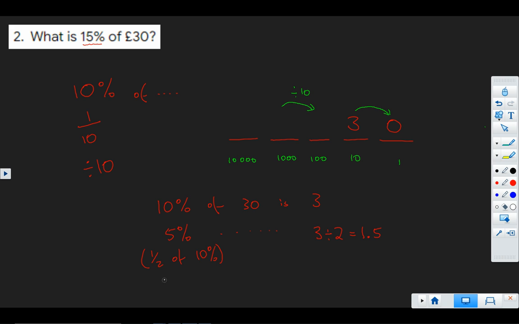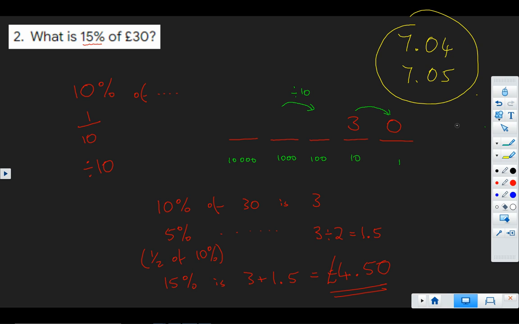So our 15% is 3 plus 1.5, which is 4.5. Oh, we're in money, pound sign, write it properly, £4.50. And the nuggets to go and practice there with our 10% and our 5%, 7.04, 7.05. Really important GCSE skill to be able to execute with 100% accuracy.